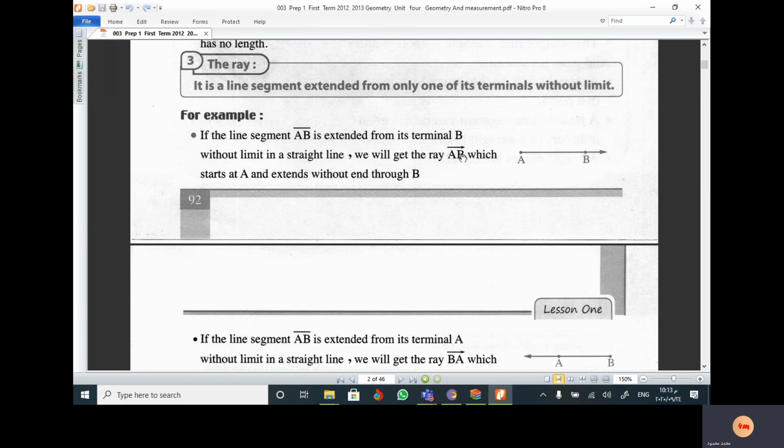The ray AB, this is a symbol of ray. You will put one arrow, and at first you must put the starting point of the ray, A. This ray is starting point A, and extends without end through B.